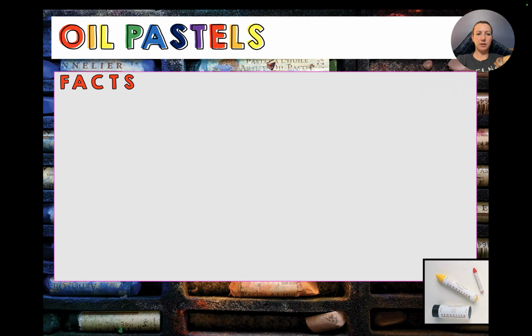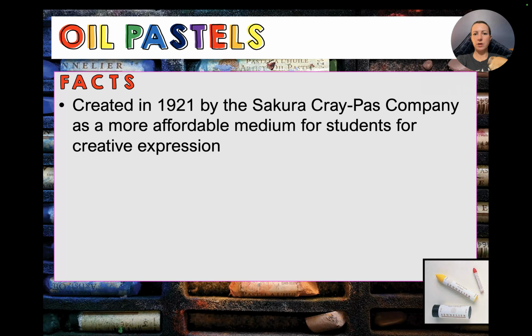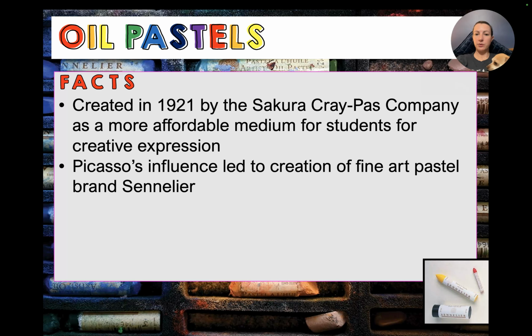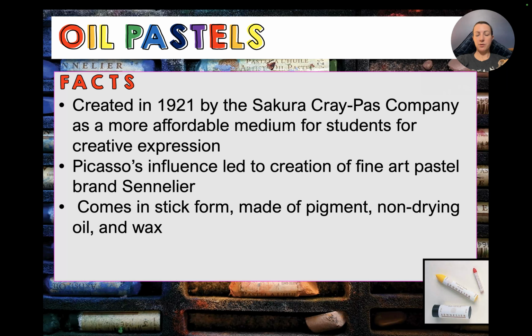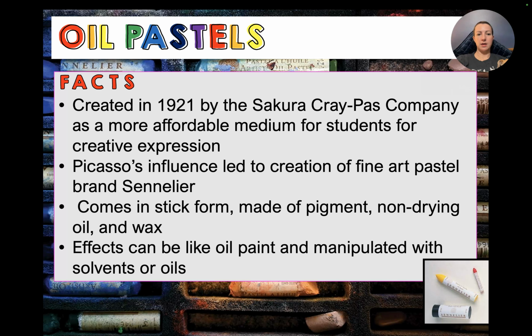So oil pastels were created in 1921 by the Sakura Craypas Company as a more affordable medium for students and for creative expression, because we all know art supplies are expensive. Picasso's influence led to the creation of fine art pastel brand Sennelier, so those are the high-end oil pastels. They come in stick form and they're made of a pigment, a non-drying oil, and a wax. And then the effects can be like oil paint and manipulated with solvents or oils.